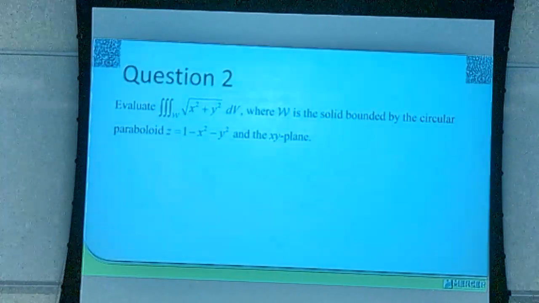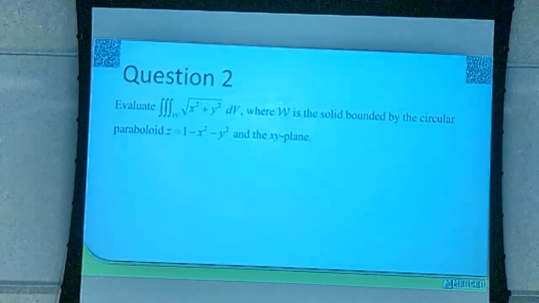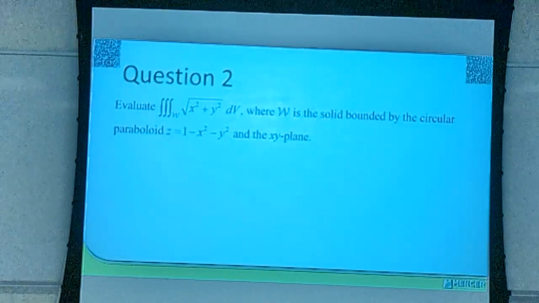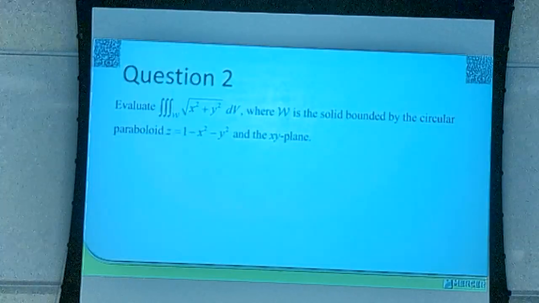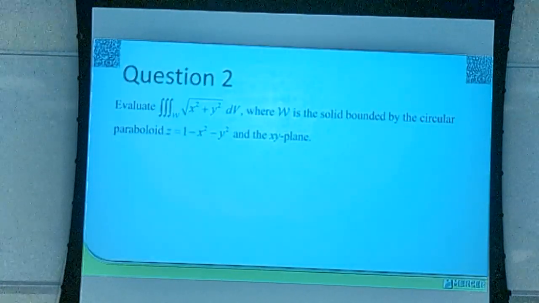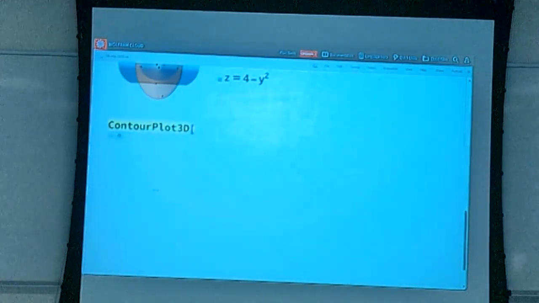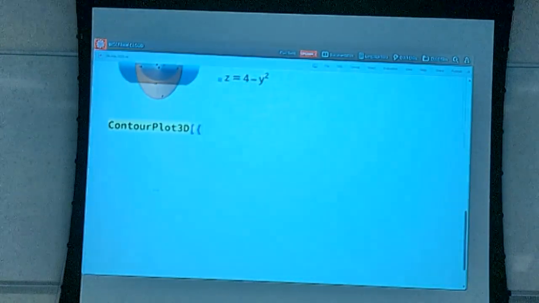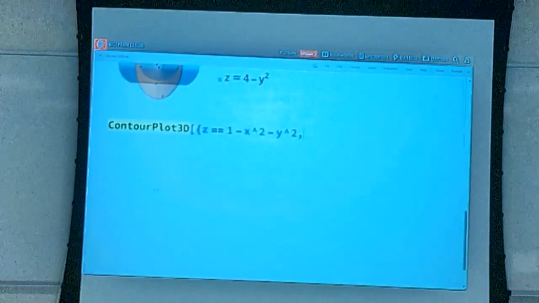Evaluate the integral of the square root of x squared plus y squared over the solid bounded by the circular paraboloid z equals 1 minus x squared minus y squared and the xy plane. What's the xy plane? What's the equation?